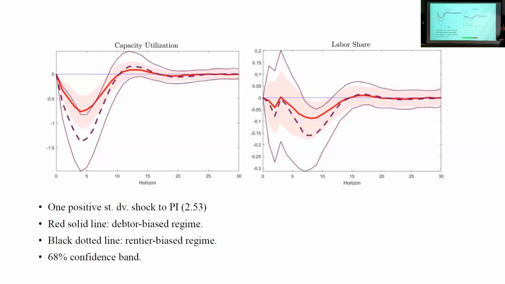And what we have here is one effect if we are already at the rentier biased regime, and another if we are in the debtors biased regime. So if the Pasinetti index is already positive and it increases even further, we have this dotted line here. Capacity utilization drops almost 1.5%. If we are instead in the negative value of the Pasinetti index, and it increases but stays in the negative value, the capacity utilization also drops, but drops less. It's like 0.8. So it's a smaller reduction, but a reduction nonetheless.